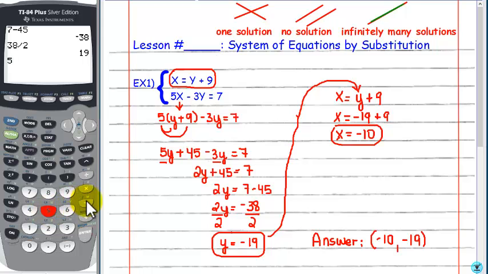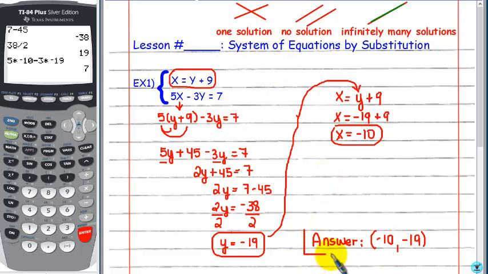I do 5 times negative 10 minus 3 times negative 19. Okay? So hopefully this will give me a 7. And it does, so that means that's a confirmation that this answer is correct. So the answer for my system of equations is going to be a point of intersection. Basically, if I was to graph the two lines, they will look like two lines that cross each other, and they cross at this particular point.